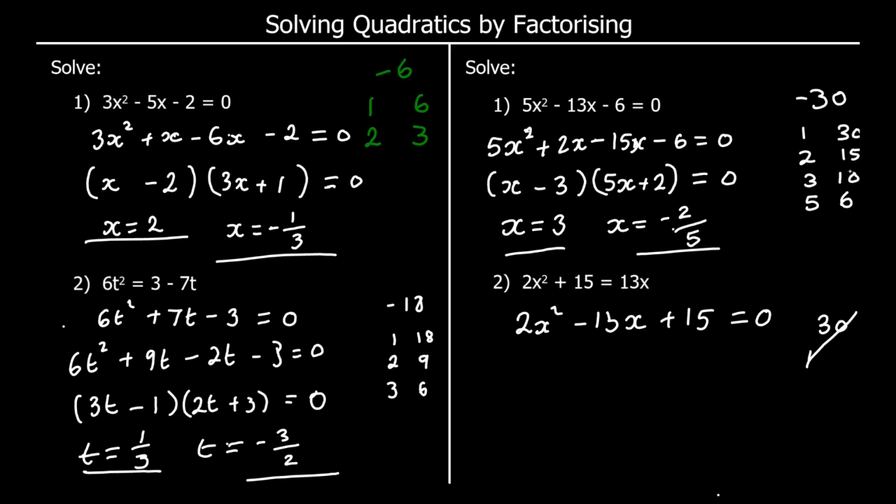So I'm going to use the 3 and the 10. So they multiply, negative 3, negative 10, multiply to give a positive 30, and add to give a negative 13.